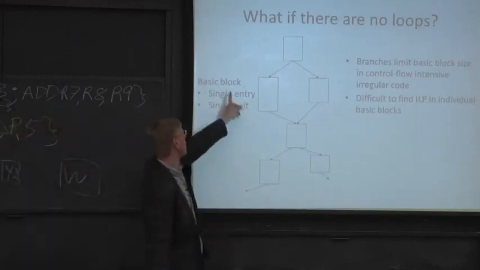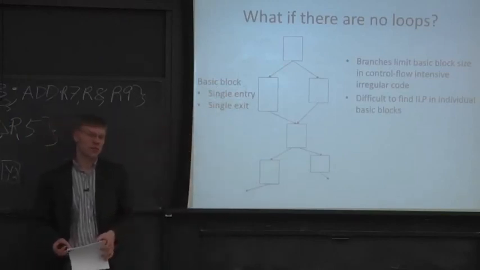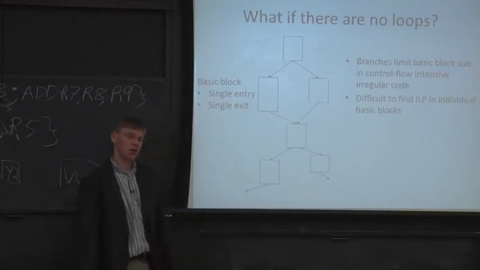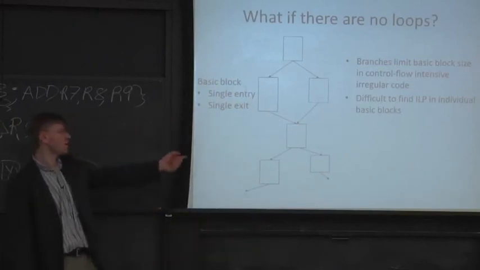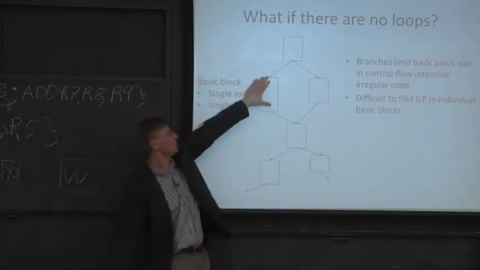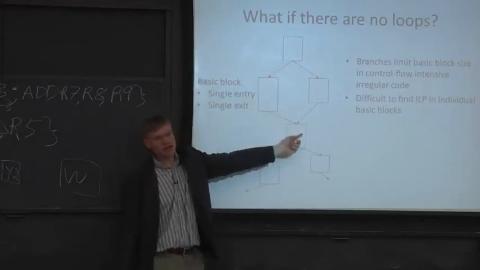So I wanted to introduce an important compiler nomenclature here, which is important for this class. It's called a basic block. So what is a basic block? A basic block is a piece of code which has a single entry and a single exit. So this is a basic block. It has one entry and one exit.